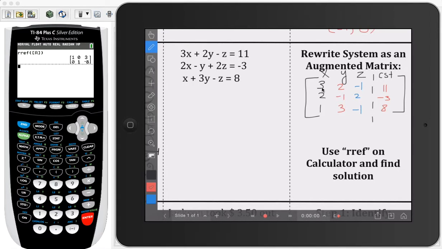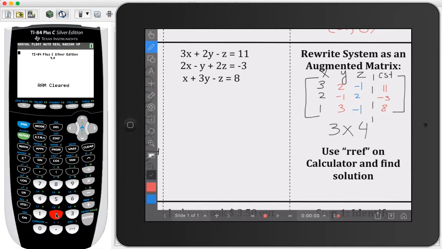Now, how many rows is this? 1, 2, 3. So this is a 3 by, and how many columns do I have? 1, 2, 3, 4. It's a 3 by 4 matrix. These are the dimensions of the matrix. Now, remember to reset your calculator so you can enter the new values of the matrix.